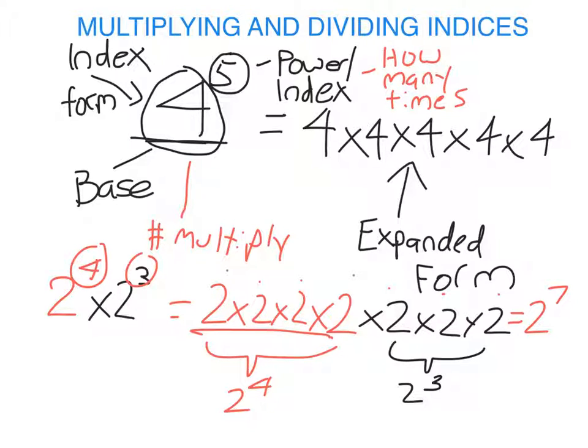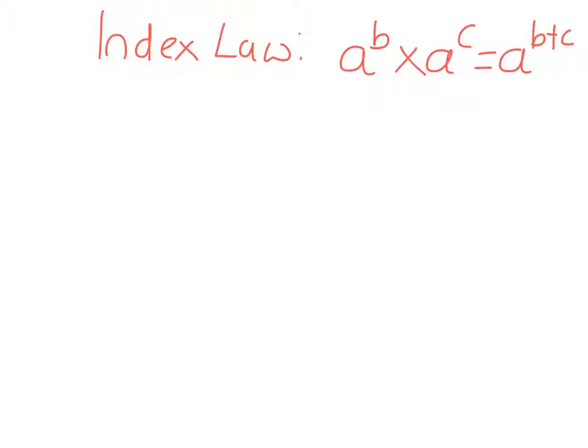So I'm going to go on to a new slide, so please pause the video and copy down if you need any of this. I've written for you the index law that I just spoke of in a generic form. I've used A's and B's. You can substitute A, B, and C for any number. But basically, this says if you multiply the bases, you just add the indices.